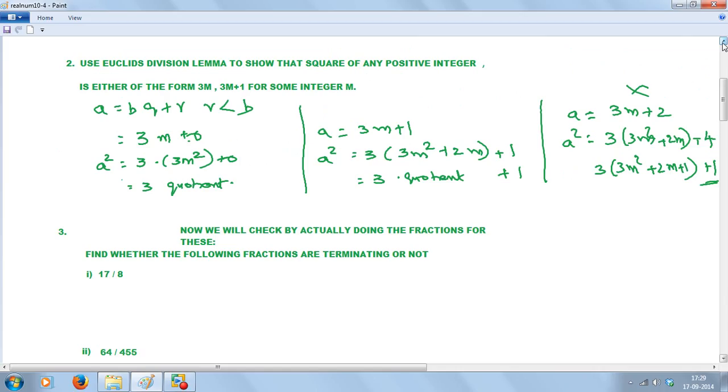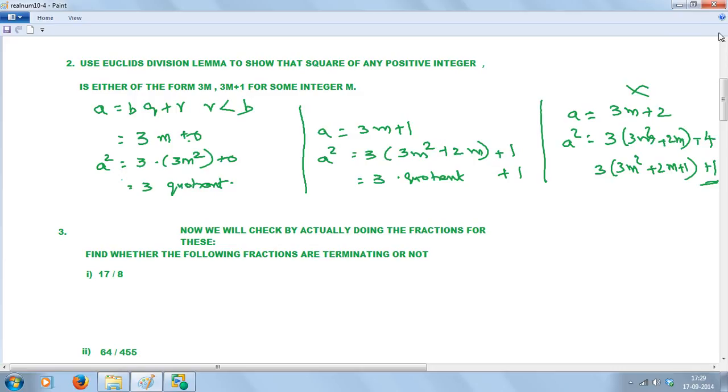So in applying Euclid's division lemma, we have to bring the formula into the form of Euclid's division lemma, so that we are able to apply it. We can express it in the form of 3 multiplied by some quotient plus remainder.